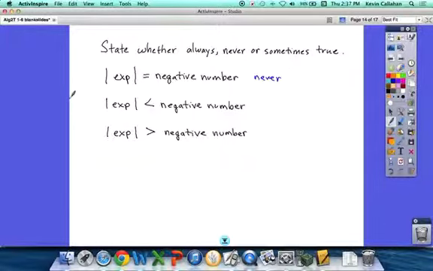Okay. How about this one? What about if you had an absolute value of an expression as less than a negative number? If the absolute value is positive, could a positive be less than a negative? That's a never true. And what about if you had an absolute value is greater than a negative number? Always true, right? Because positives are always bigger than negatives. Okay, so that's it, always.